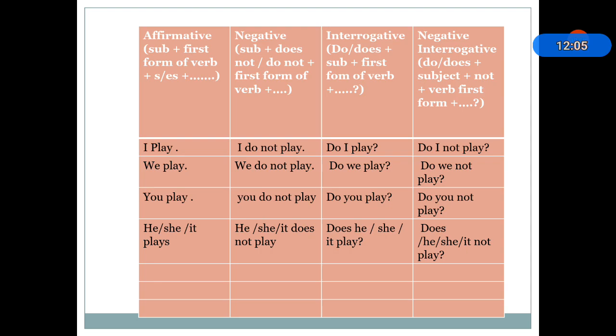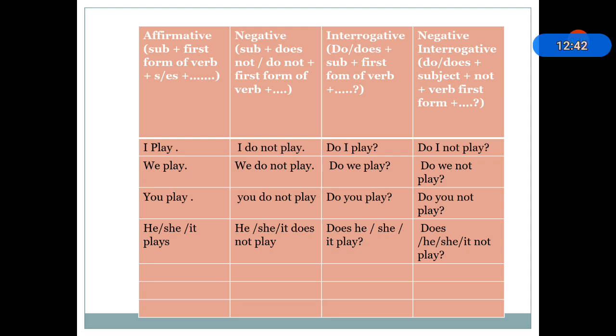In the same manner, we play. The subject is plural. So with a plural subject also we do not add s or es to the first form of verb. But in the last example, he, she, it plays, that is, he plays, she plays, and it plays. Here we are talking of the third person, and that is singular. So here we will add s to the first form of verb.